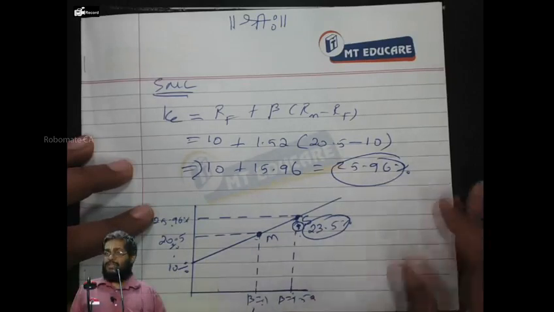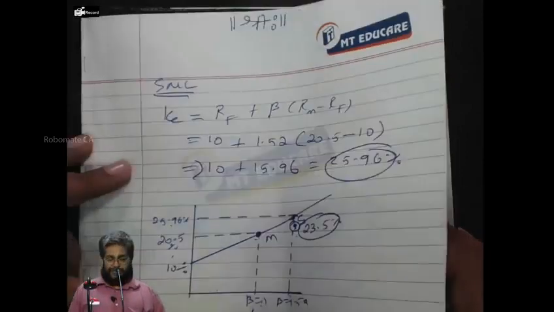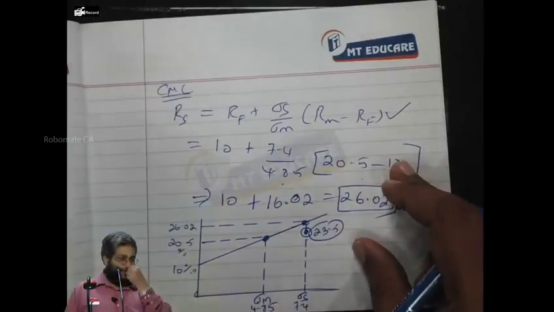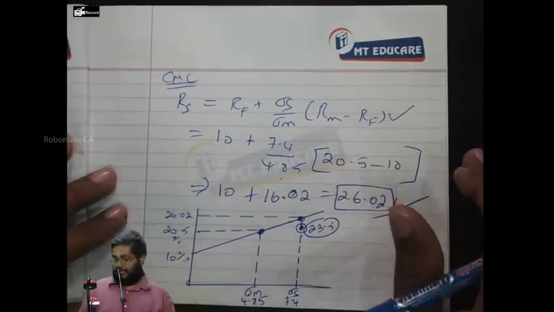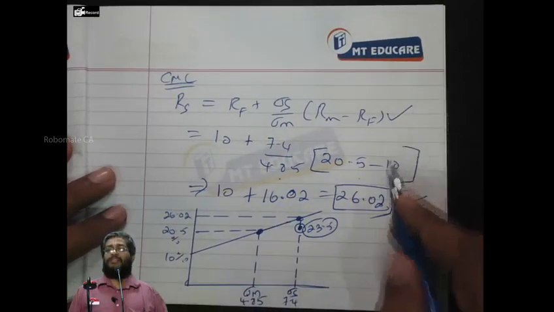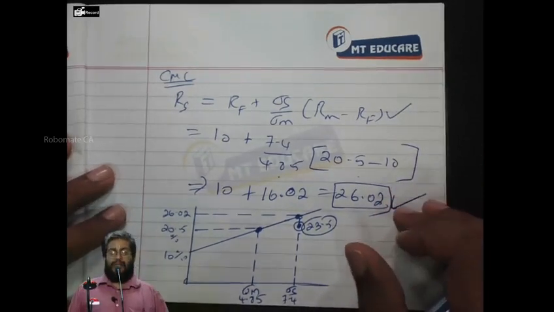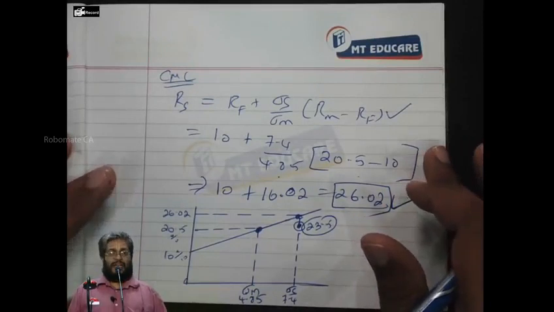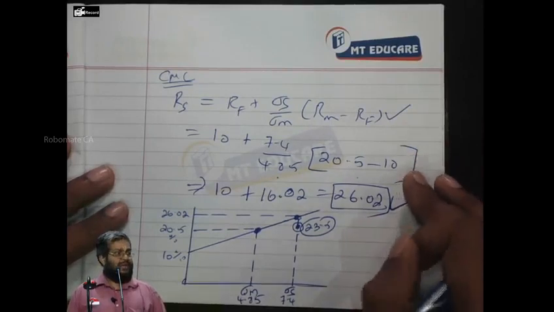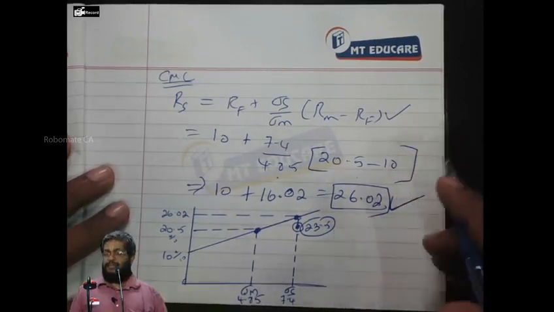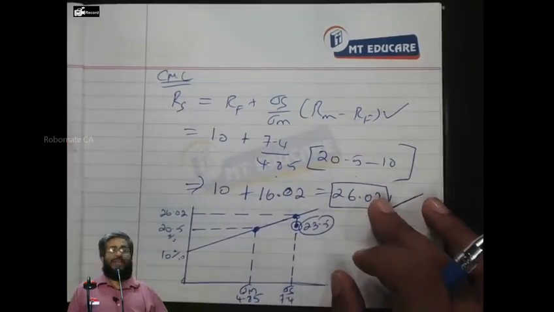Which is 25.96 or 26.02. Both systems are calculated, no? The required return is more than the expected return of 23.5. Respond, everybody. Are you following or not? So now, last point. Point number 3.